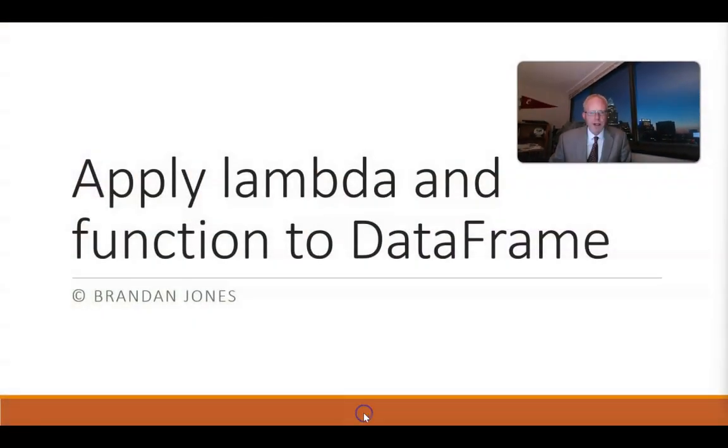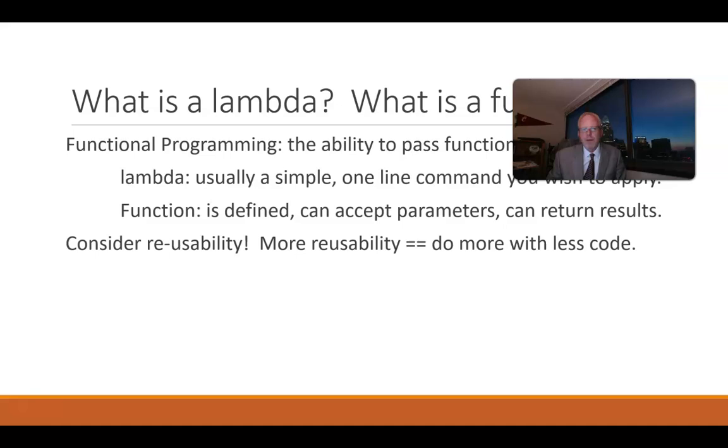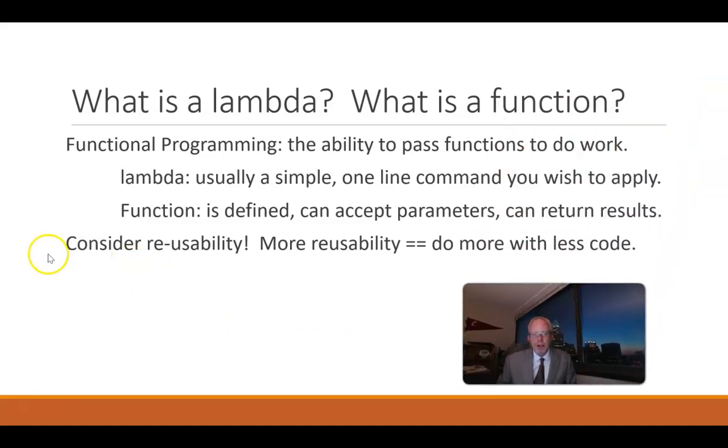In this video, we're going to see how to apply a lambda and then a function to a single column of a data frame, which, by the way, means we need to also make a lambda and a function. The data frame we already have, I've created it in a series of videos that precedes this, but it's a very straightforward data frame. So first of all, what is a lambda? What is a function?